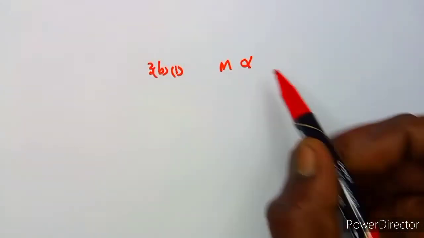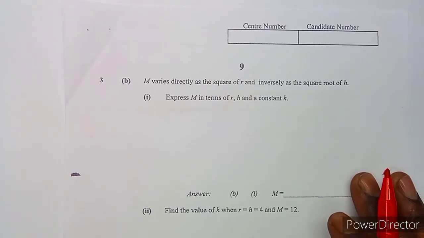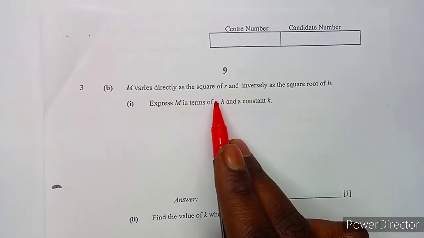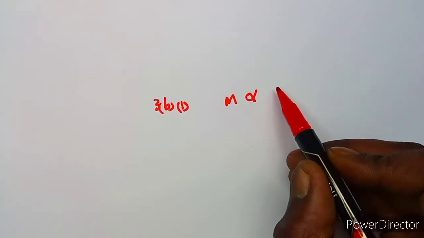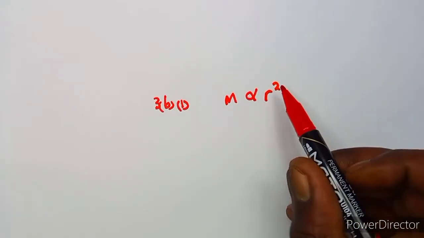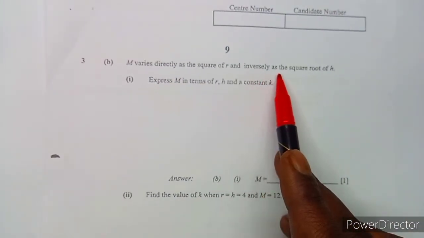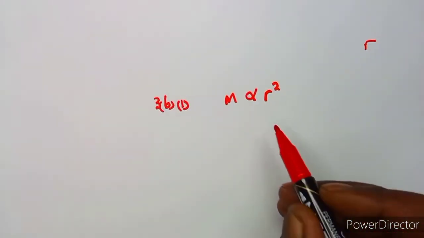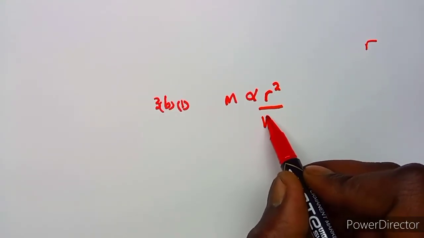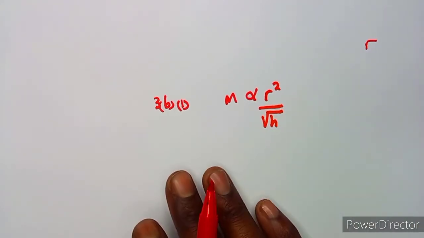M varies directly, which means we just have to combine everything as it is. So here is a direct variation that you are given, that is the square of r, like this. That is a square. Then the square root is the other way. This one is inversely as the square root of h, which means h is under the square root like this. Inversely, remember I told you that it's 1 over, so that is how it's going to look.